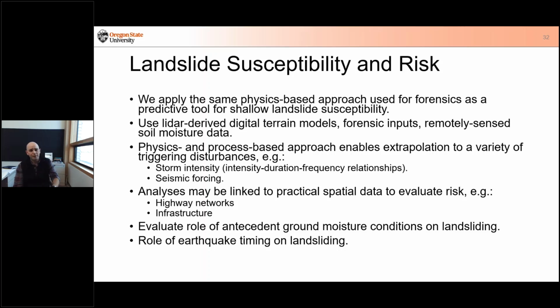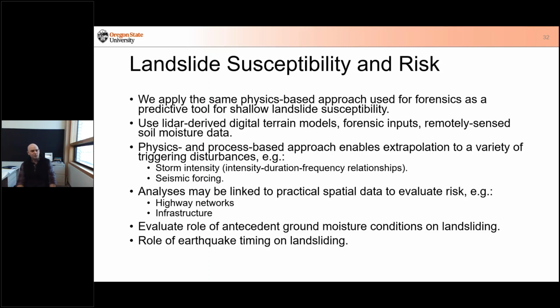We use LiDAR-derived digital terrain models, our forensic inputs for strength, as well as remotely sensed soil moisture data from a satellite. And we develop a physics and process-based approach to look at a variety of disturbances, those being storm intensity, a 2-year storm, a 10-year storm, seismic forcing. We're all waiting on the big one. I suppose you are up north as well. And we have shake maps for predicted PGAs, or shaking intensity. And we can use that as an input for a physics-based analysis.